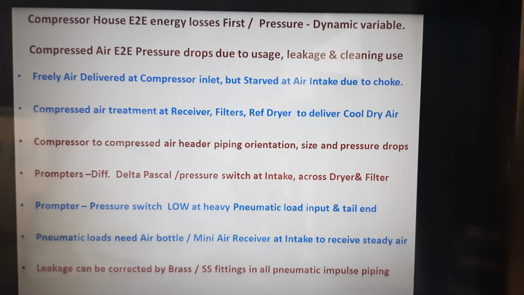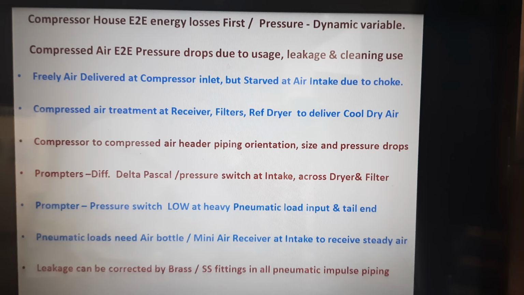So you need monitoring devices like differential pressure or delta Pascal pressure switches at the air intake, across the dryers, the refrigeration dryer, and across the filters. These are all mandatory. Instead of seeing a yellow and red bulb as a band indicator, let us have the definite value of the Pascal drop happening at all the filters and dryers. The pressure switch low at the heavy pneumatic load end, at the tail end, shows there is a heavy pressure drop at the full flow of the compressed air. So this is to be optimized.